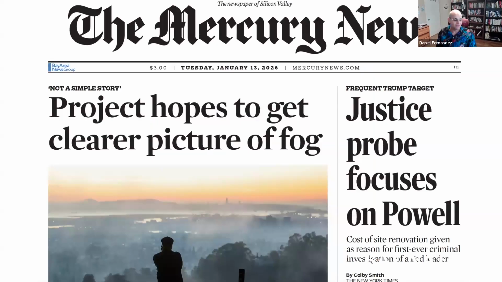And fog, of course, gets a lot of press. This is a recent Mercury News article about our fog project and how we're hoping to better understand fog.